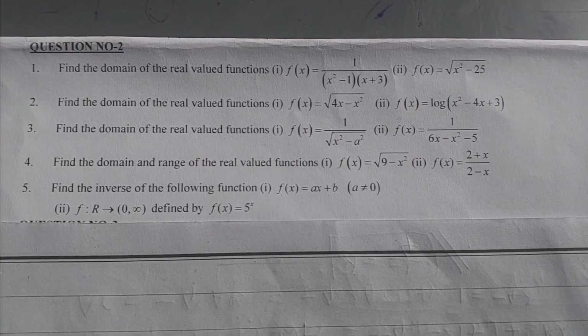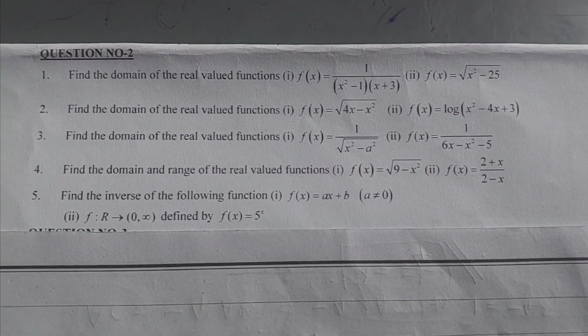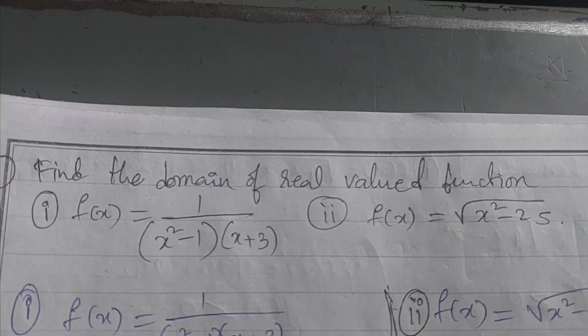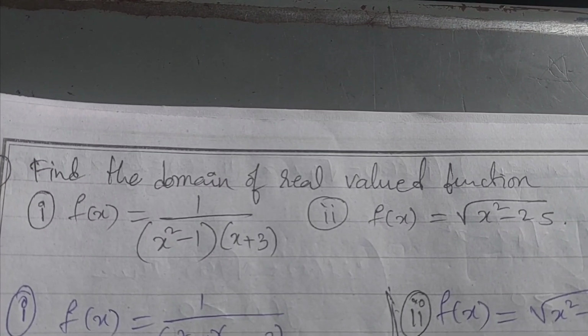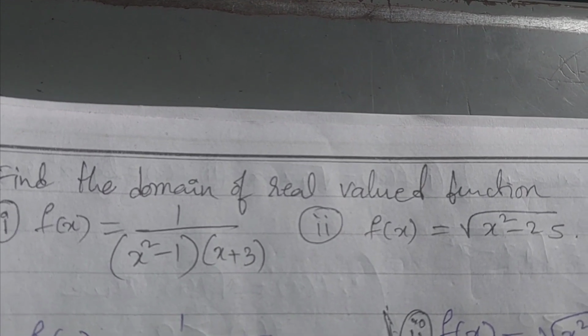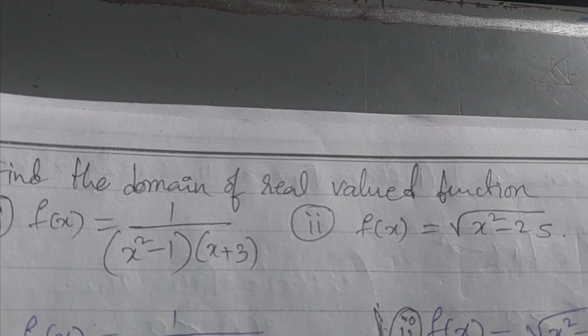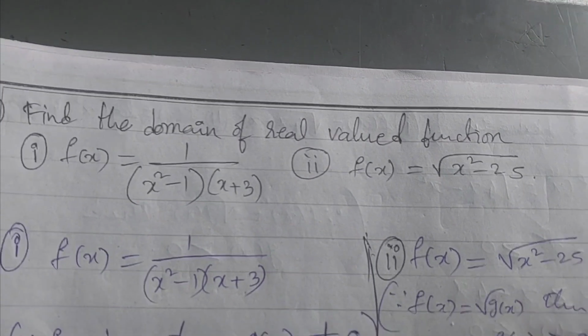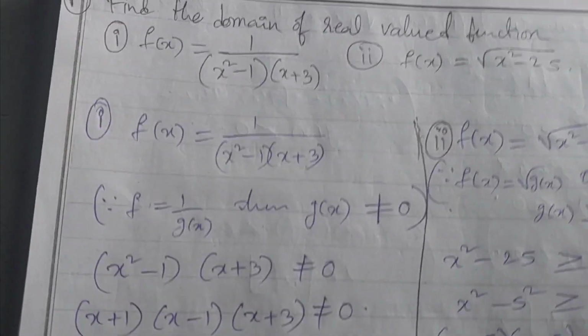Now, Maths 1A important questions. The second question from me is like this. Find the domain of the real valued function f of x is equal to 1 by (x square minus 1) into (x plus 3), and f of x is equal to under root of x square minus 25. So he asked about the domains of real valued functions.